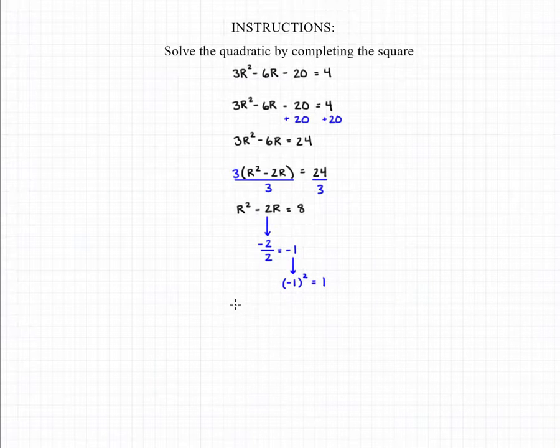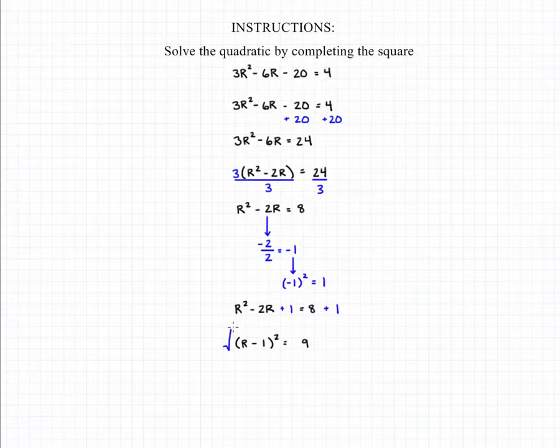And so we want to add a positive 1 to both sides of the equation so that we have a perfect square on the left side, and so that we don't change the value of the equation, we also add 1 to the right. Now we can clean this up a bit, and we'll have r minus 1 squared on the left, and 9 on the right.